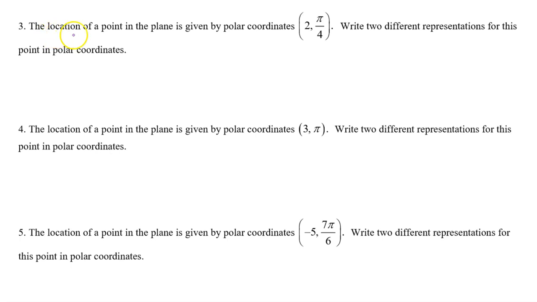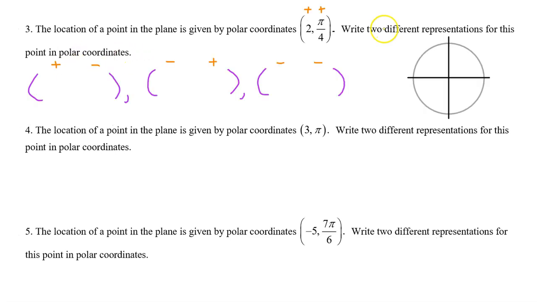Number 3. The location of a point in the plane is given by polar coordinates 2, pi over 4. Write 2 different representations for this point in polar coordinates. For instructional purposes, I'm going to write 3 different representations for the point with polar coordinates 2, pi over 4. In the end, I will have one that is positive, positive; one that is positive, negative; negative, positive; and negative, negative.